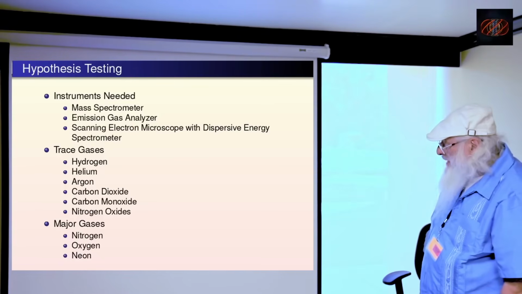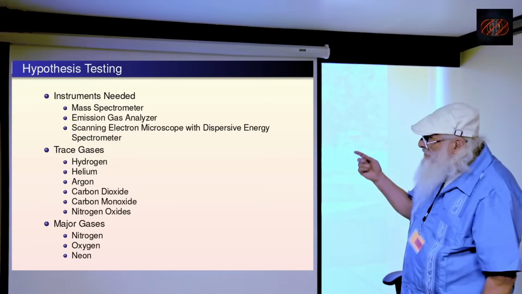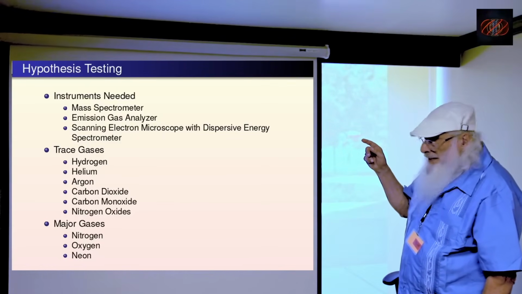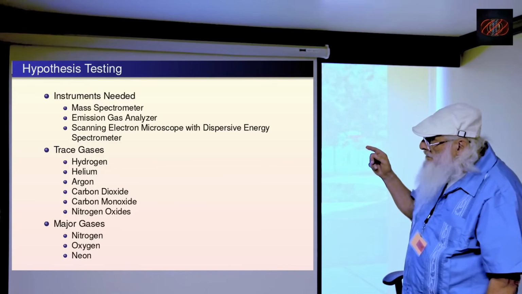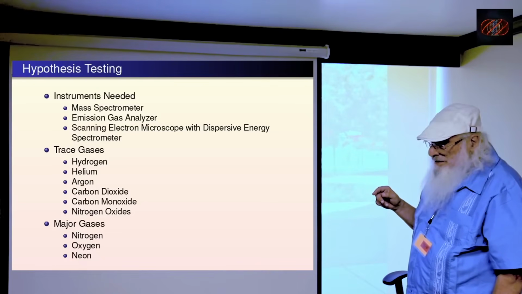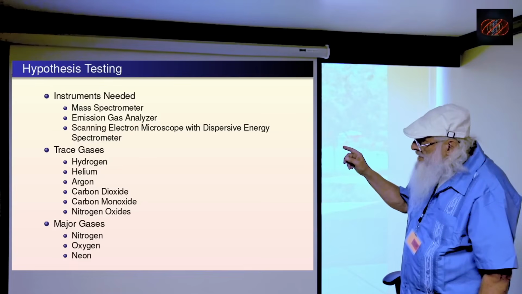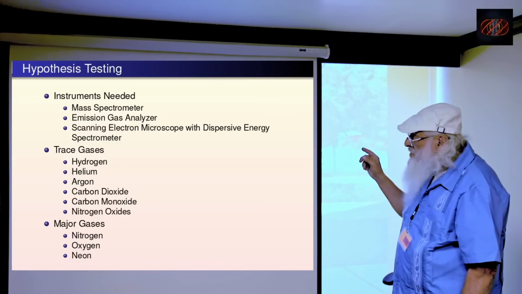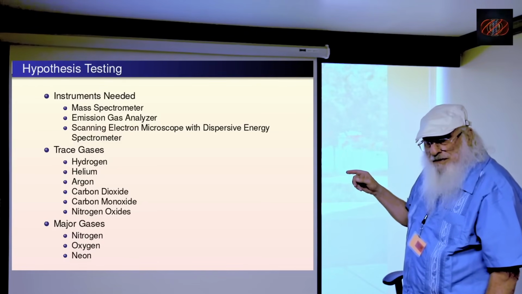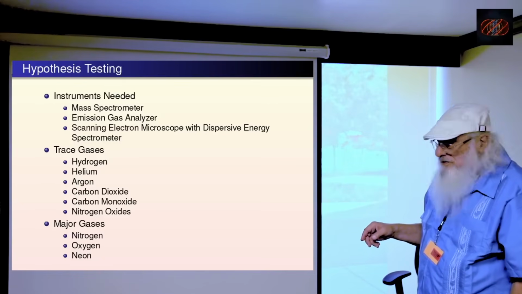And we're coming to the end here. The instruments that we need: mass spectrometer, emission gas analyzer, not the exhaust gases analyzer, it's something more general, and a scanning electron microscope with a dispersive energy spectrometer, which gave us the concentrations.